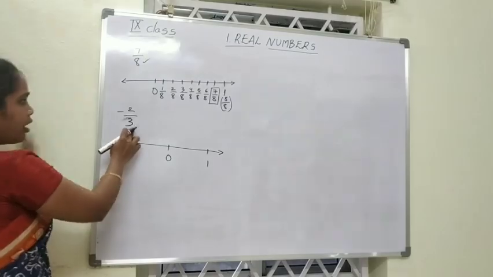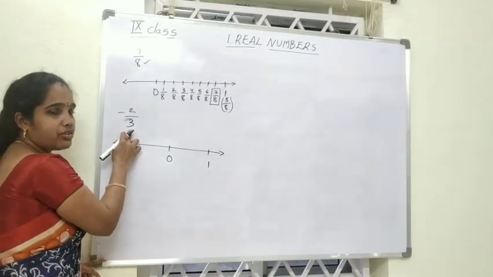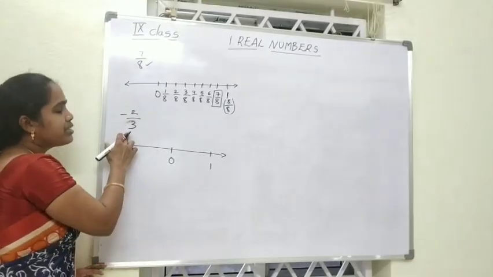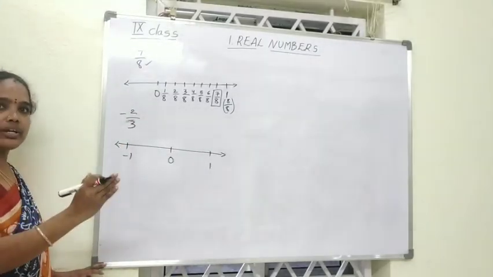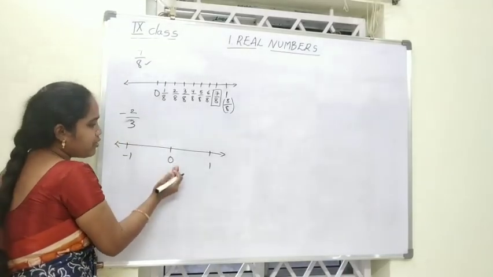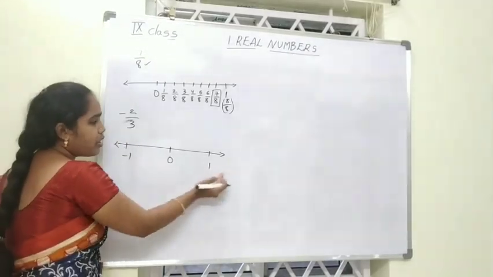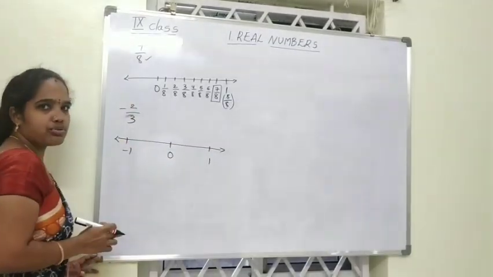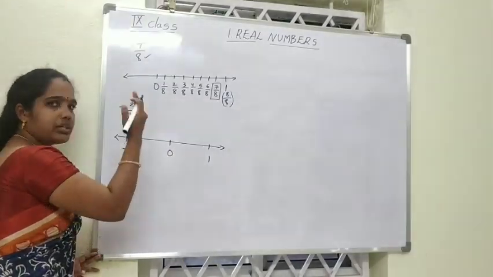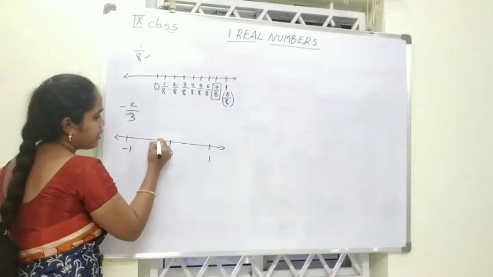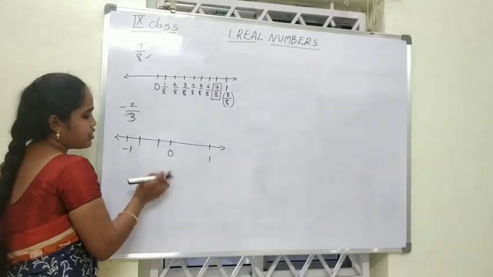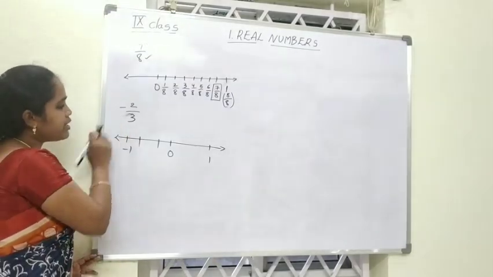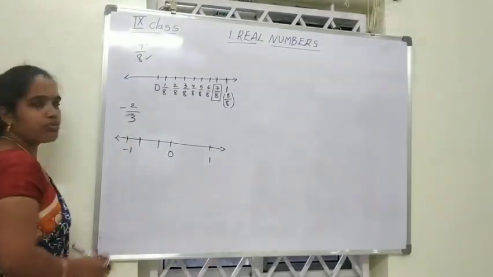Now, already I told you, the denominator, what is the denominator? 3. 3 means 1 unit divides into 3 parts. Which 1 unit? Negative 1 unit, not positive. I mean, positive also we can take, no problem, but minus 2 by 3 we have to show, no? So that's why on the left side 1 unit divides into 3 parts. See here 3 parts, did you get or not? 1, 2, 3. Yes. Which line is minus 2 by 3?